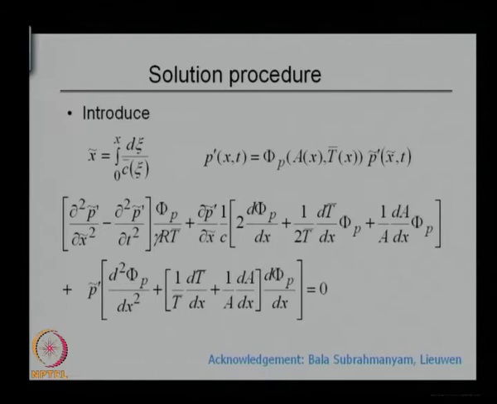So now we think about the solution. So we said that we have a characteristic dx over dt equal to c.